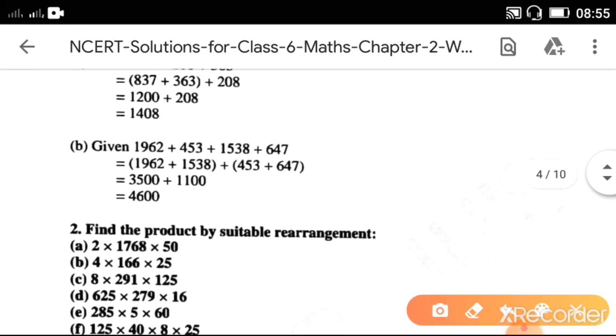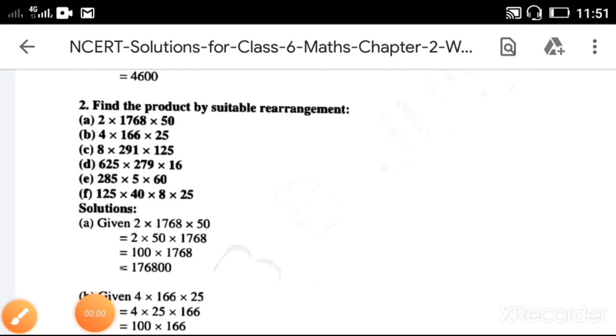Same way, second one, you can see their unit place. After adding the unit place, if you are getting 0, then that number you can make pair. Here first one and third one, 8 and 2, 8 plus 2, 10, that is one pair, and 3 and 7, 3 plus 7, that is another pair. Now addition, you know that you can do yourself. Sum of these two numbers is 3500 and sum of these other two numbers is 1100. So the answer is 4600.